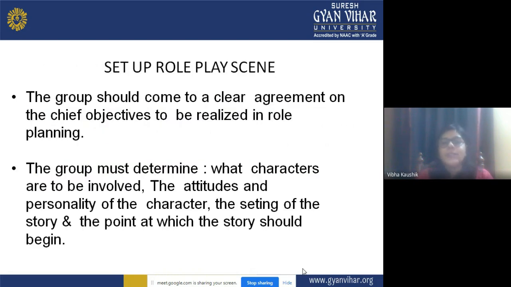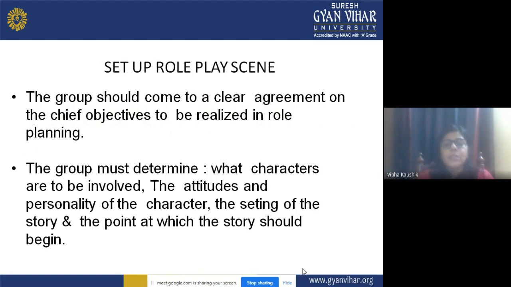Set up the role play scene. How will you set up a role play scene? The group should come to a clear agreement on the chief objectives to be realized in the role play. First of all, you have to define the objective, because the role play is organized to achieve that objective. So the group should come to a clear agreement on the chief objective that we have to achieve by playing the role play.